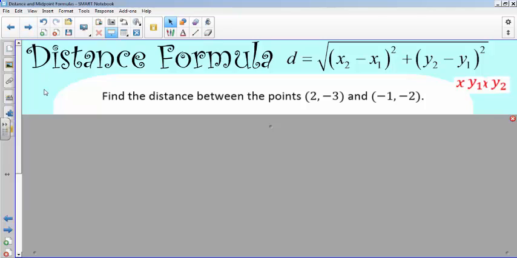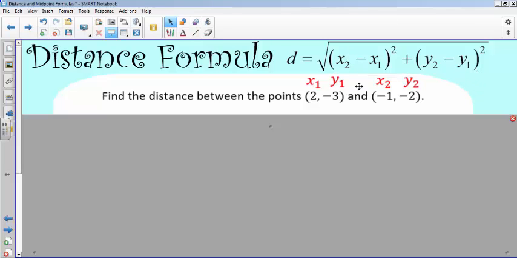The example that we're going to do is to find the distance between the points 2, -3 and -1, -2. Just like when we were finding the slope between 2 points and we label the x1, y1, x2, y2, we're going to do the same thing here. So I'm going to label the 2 as my first x value. I'm going to label the -3 as my first y value. I'm going to label the -1 as my second x, and I'm going to label the -2 as my second y. So this is going to help us for when we go to plug into the formula.